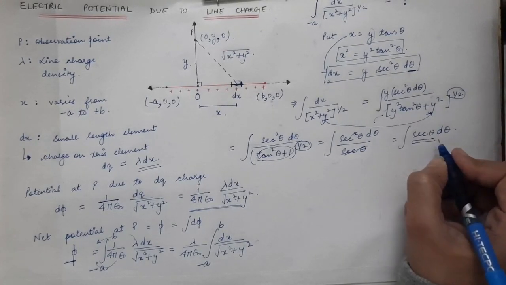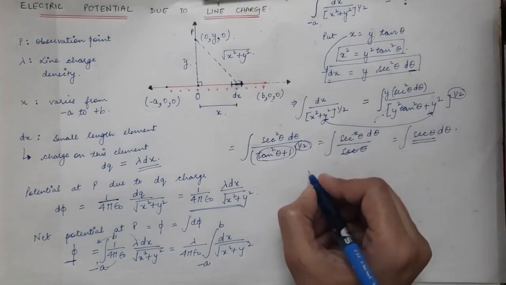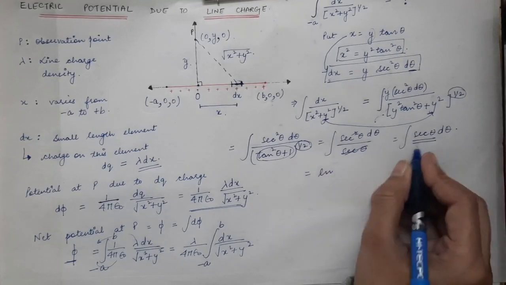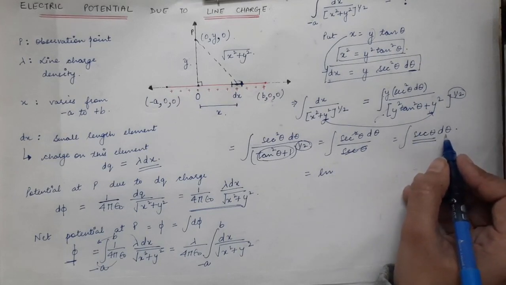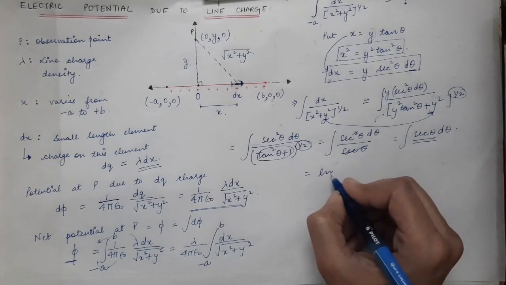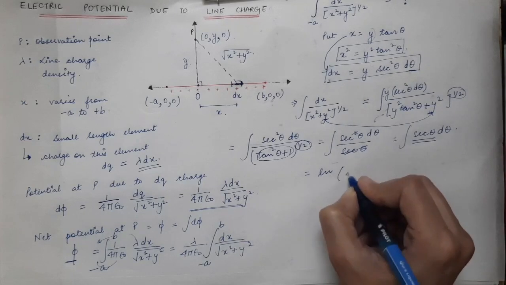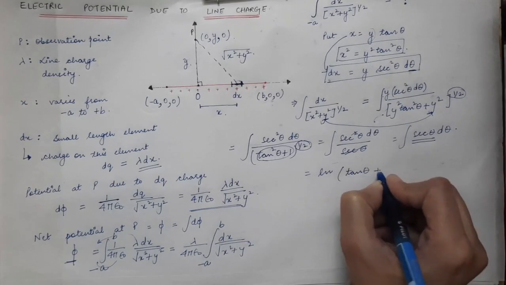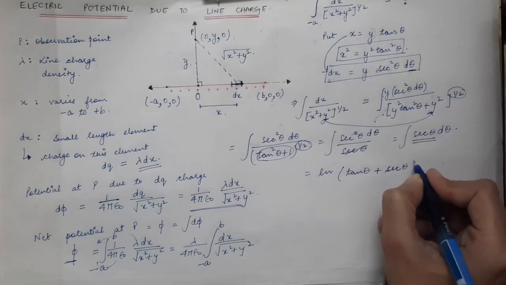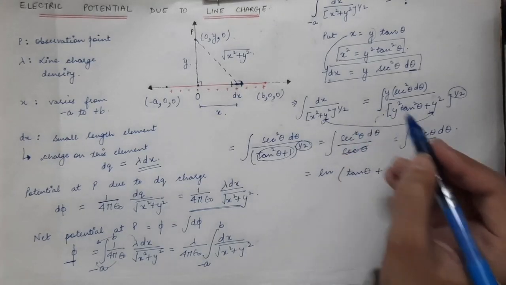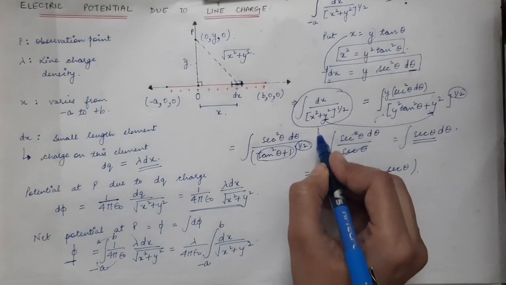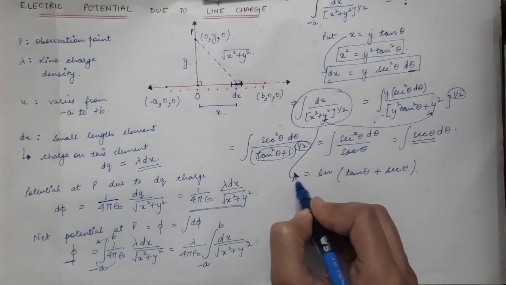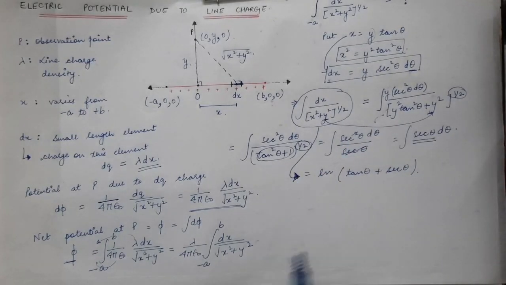Now what is the integration of secant theta? You have to remember this particular result, that integration of secant theta d theta is equal to natural log of tan theta plus secant theta. So this is the result that we have got of this particular integral.